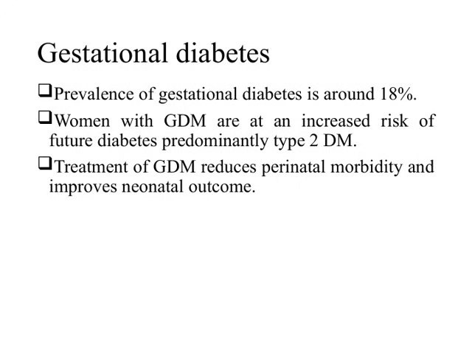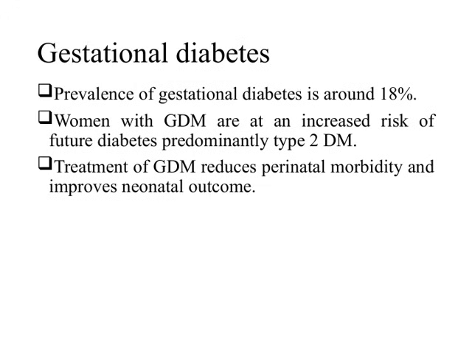Gestational diabetes, or GDM, is quite common, affecting about 18% of pregnancies. That's nearly 1 in 5 women, which really highlights its significance in maternal health. Women who develop GDM are at a higher risk of developing diabetes later on, especially type 2 diabetes. This connection underscores the importance of monitoring and managing GDM effectively. Treating GDM isn't just about the immediate pregnancy. It has long-term benefits as well.